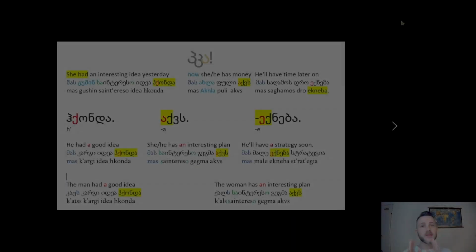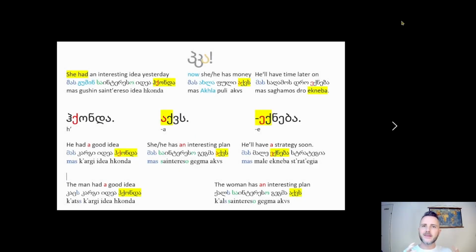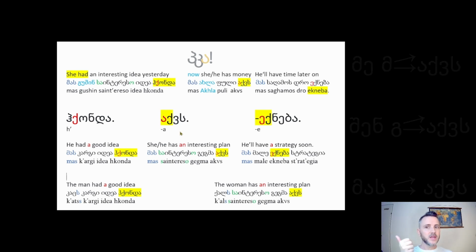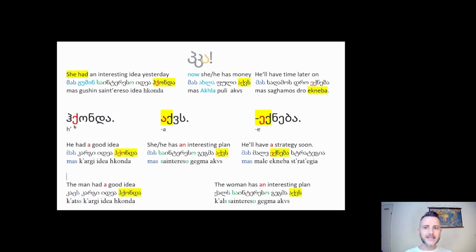Khona deals with possession only. Slide 3 deals with the third person, and just like English, there is a change, and there are a few similarities, but quite a lot of differences. But we'll start from the very beginning. If he or she has, mas ax. If he or she had, mas konda. If he or she will have, ekneba.